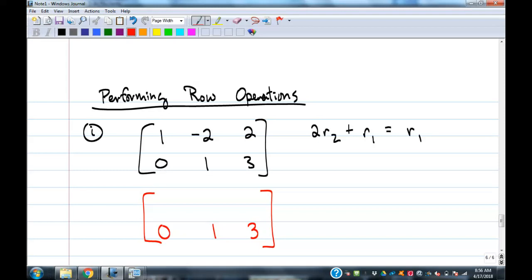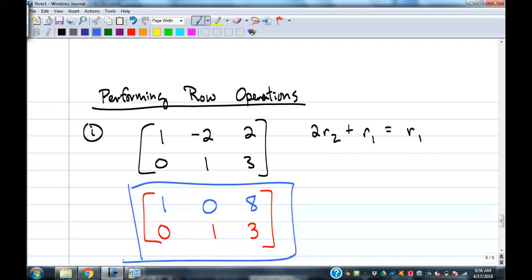What's 2 times 0? 0 plus 1? Well, the first row has a 1 right there. 2 times row 2 in the second spot: 2 times 1, 2, plus negative 2, 0. 2 times the third spot in row 2: 6, plus 2, 8.